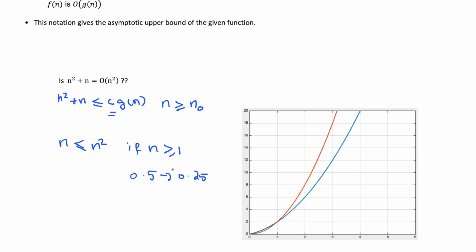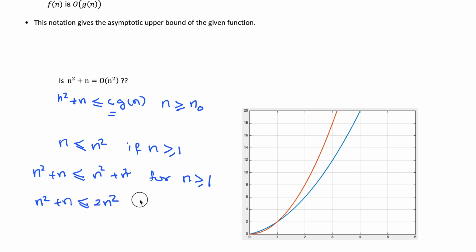So this squared value is always less than its original value. And if the value of n is greater than 1, then this condition is true, that is, a number will always be less than its square value. Now suppose that I am adding n square on both sides, so I can write it as n square plus n is less than or equal to n square plus n square for all n greater than or equal to 1. Then I can write further as n square plus n is always less than or equal to 2n square for n greater than or equal to 1.